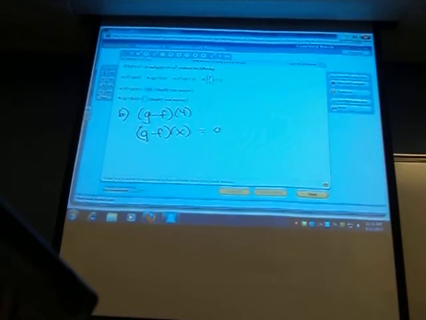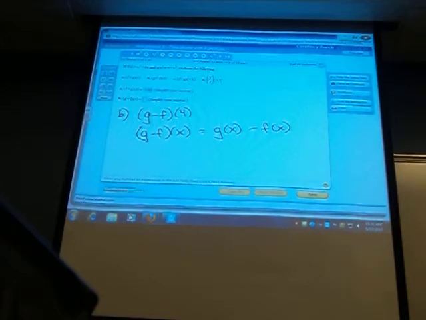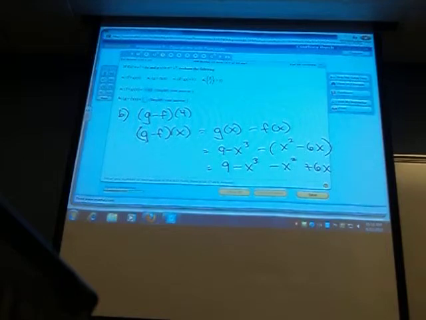Okay, so G minus F is equal to G of X minus F of X. Okay, so this is telling me I want to start with G, which is 9 minus X to the third, and I'm going to subtract F. I'm going to put that in parentheses again to tell me that I need to subtract the whole thing. Okay, so I'd have 9 minus X to the third minus X squared, and then minus 6X would be plus 6X. Okay, so you just got to be careful with your signs there.